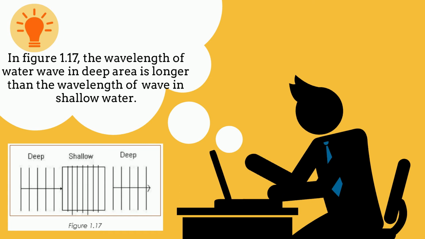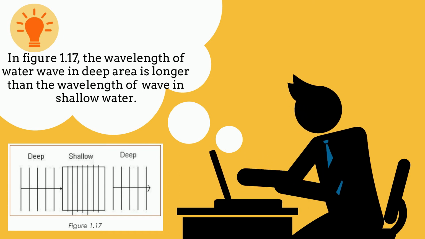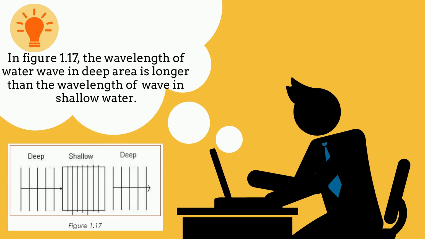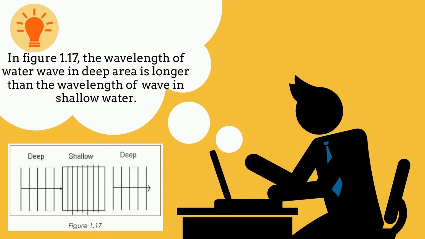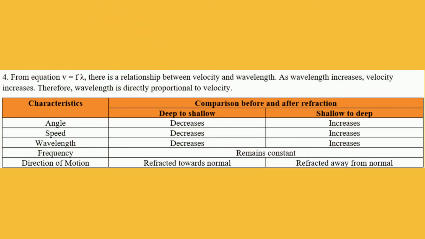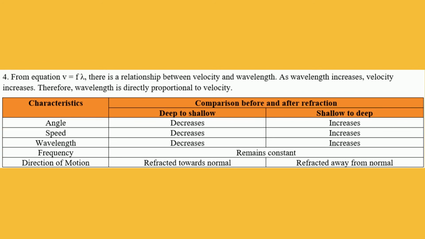In Figure 1.17, the wavelength of the water wave in the deep area is longer than the wavelength of the wave in the shallow water. Using the equation v is equal to f times lambda, we can define the different characteristics and the comparison before and after a wave travels from deep to shallow or shallow to deep.